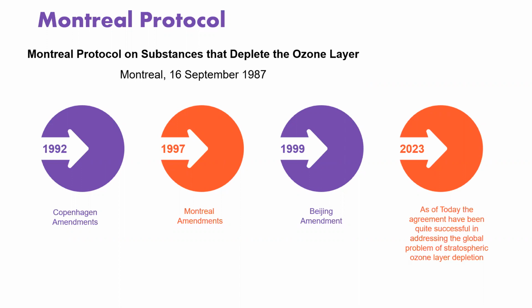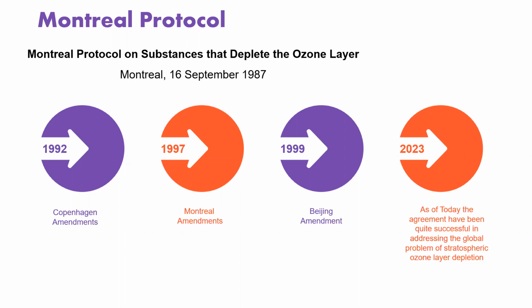I'll also mention the 1999 Beijing Amendment, and that was also working on meeting the basic domestic needs. Also, that's in the sort of the exceptions of the controlled substances.